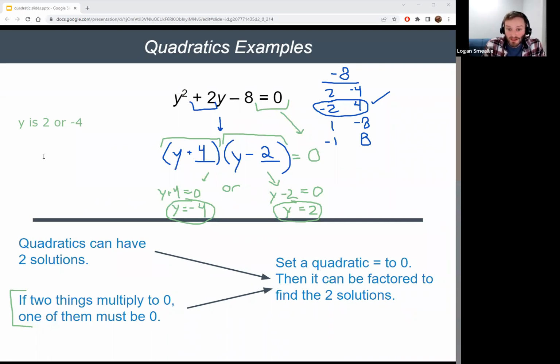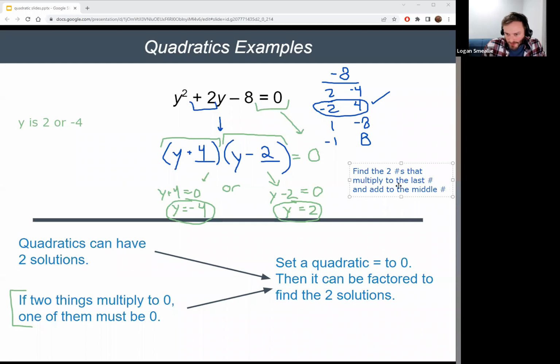If this step that we've done so far, most importantly the reverse foiling, finding the two numbers that multiply to the last number and add to the middle number, is really the main skill. I don't know if it's the main skill, but that's a very important skill in solving quadratics.